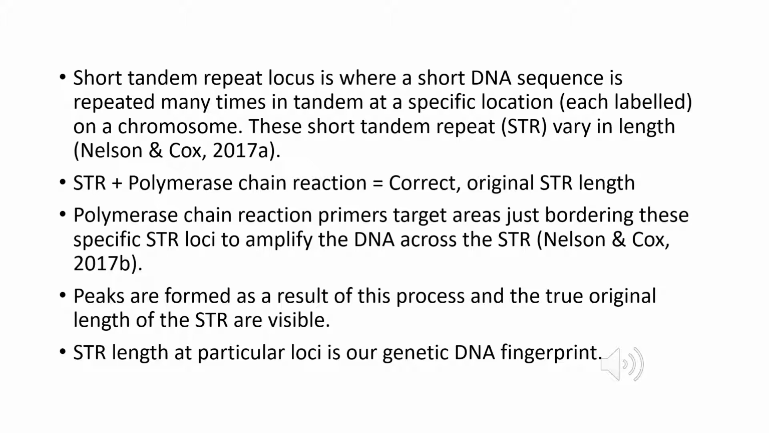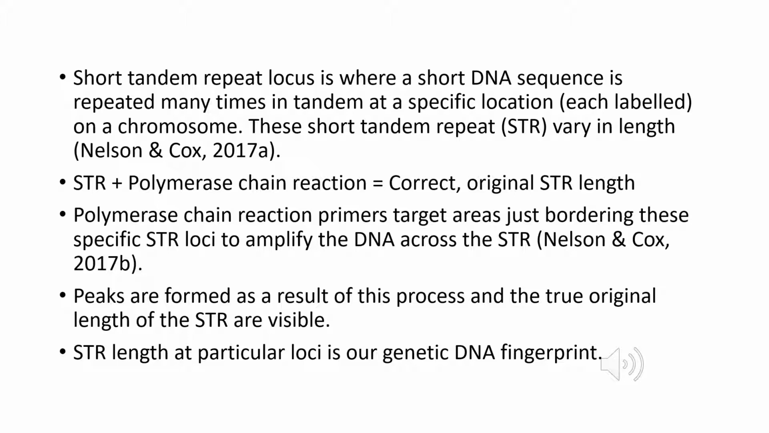The original accurate length of a short tandem repeat, even one that has been traumatised or partially degraded, can, with the aid of the polymerase chain reaction, be successfully determined. The DNA sequences bordering each short tandem repeat locus are identical, except for rare mutations, in all humans. However, the short tandem repeat lengths at these particular loci positions are different for all humans. Hence, this is our own genetic individual fingerprint.